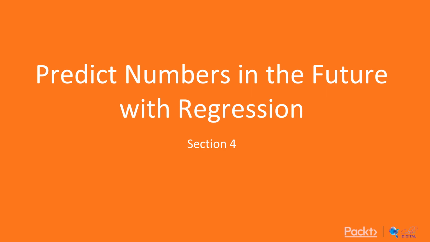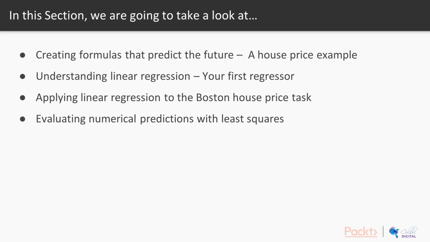So in the last section we talked about classification, and we know that the opposite of classification is regression, so today we're going to talk about regression, which is predicting numbers in the future. To go over regression, we're going to take a look at 4 different things. Number 1, creating formulas that predict the future, using a house price example. So you know what this house price example would be. We've seen the Boston house price datasets before.